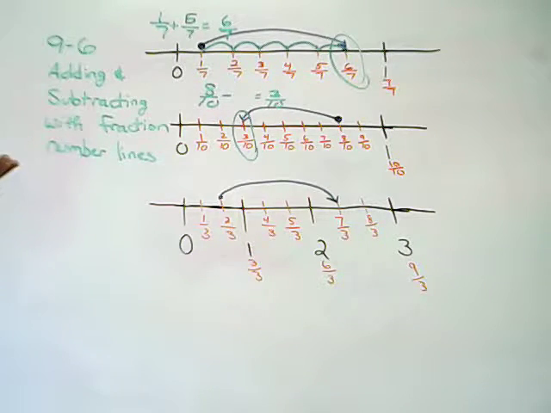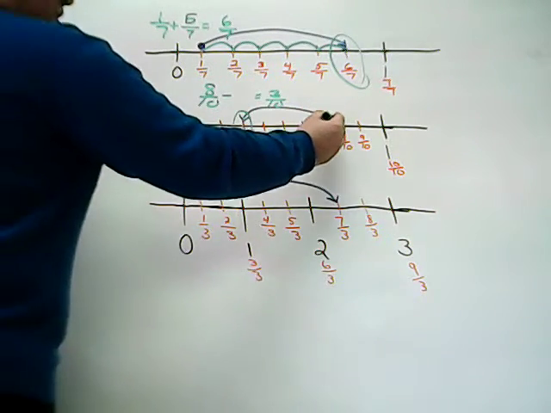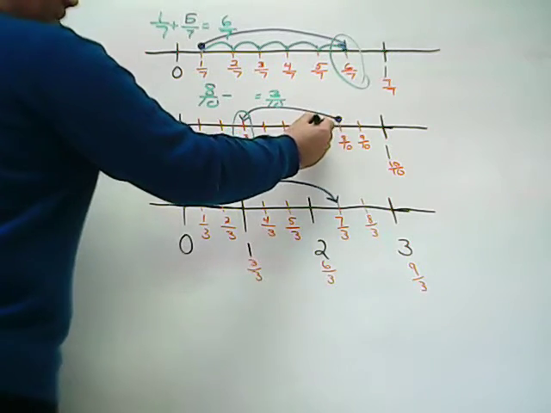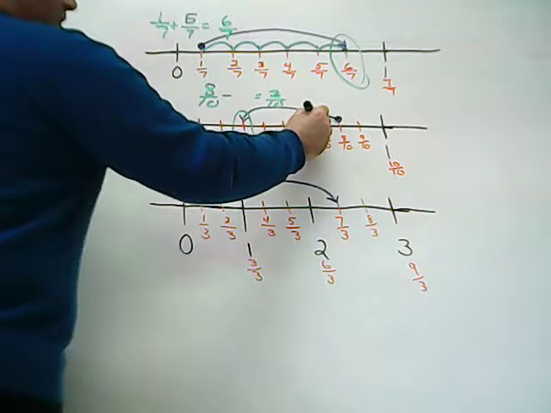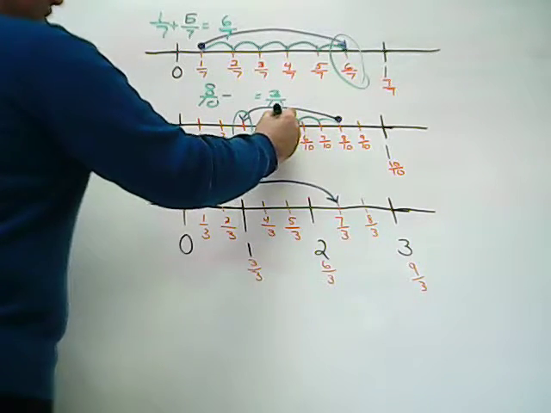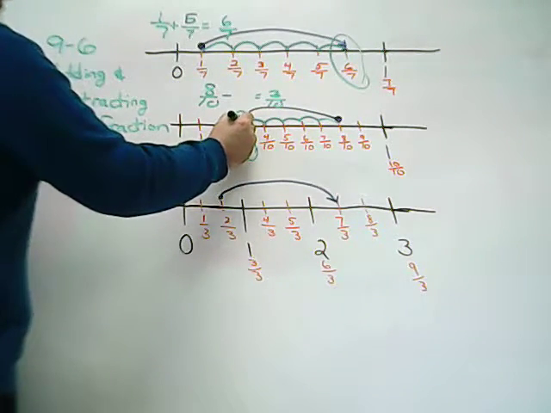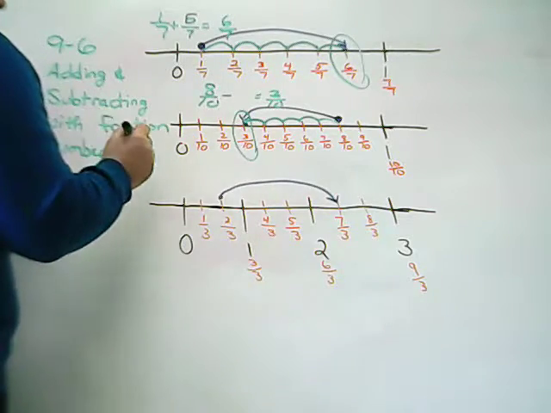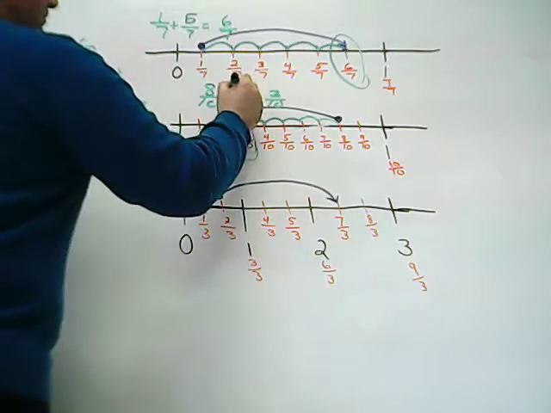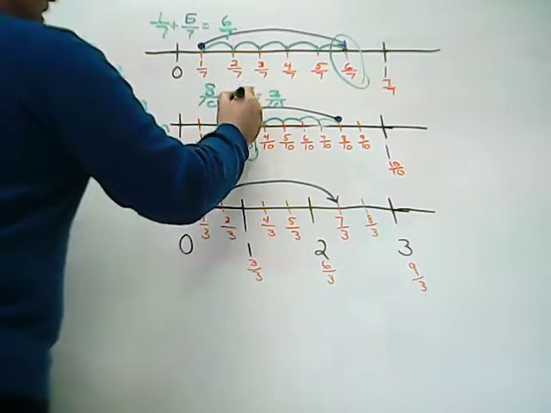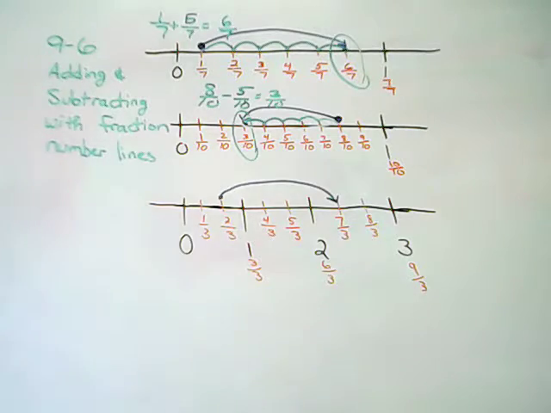Again, figure this out by doing your few little hops. Start at 8/10 and count how many tenths it's going to take you until you get to the final destination. 1/10, 2/10, 3/10, 4/10, 5/10 until I get to that final destination. 8/10 minus my 5/10 equals 3/10. So that's how to use a regular fraction line between 0 and 1 to add and subtract.